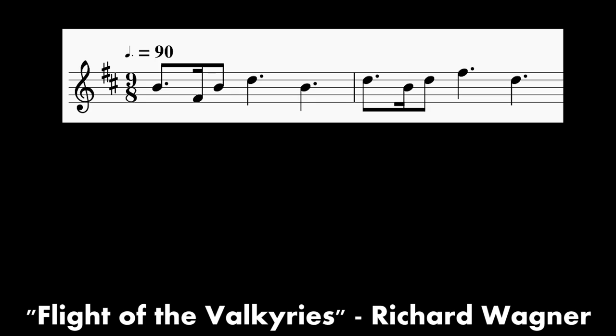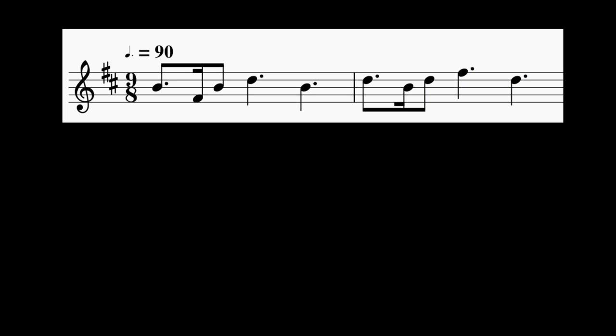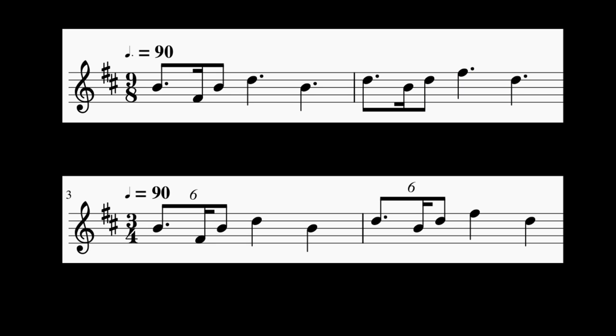For example, take a listen to this little motif from Flight of the Valkyries. It's very easy to read when we write it in 9/8. But if I tried to take this measure and convert it into 3/4 with triplets, it becomes pretty confusing to parse. So if the question is, when are you supposed to write in 9/8 versus 3/4 with triplets, I really think it just depends on what is easier to read and what is going to get the point across the easiest.